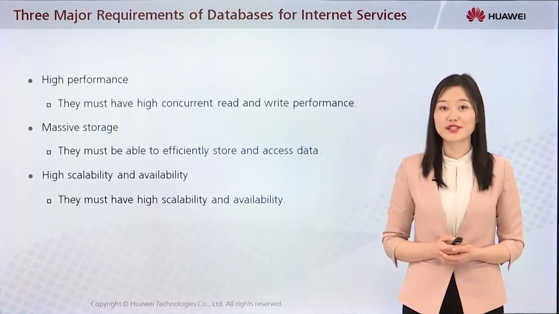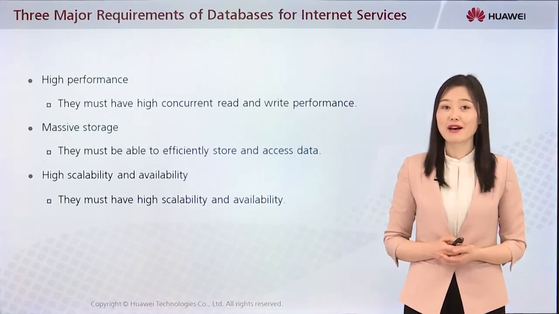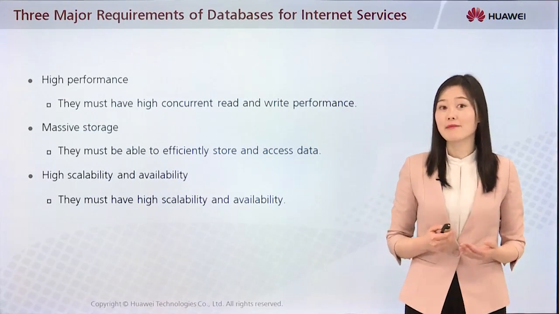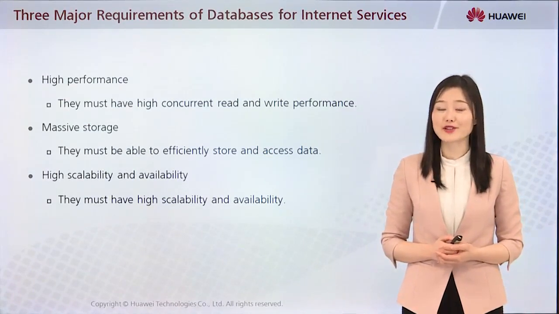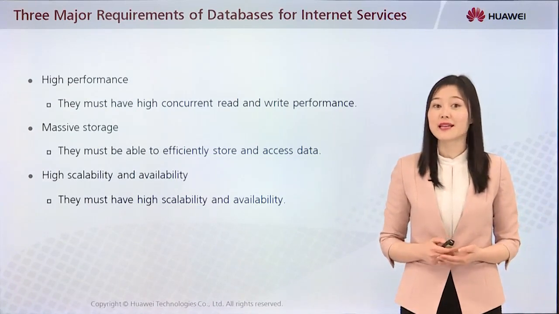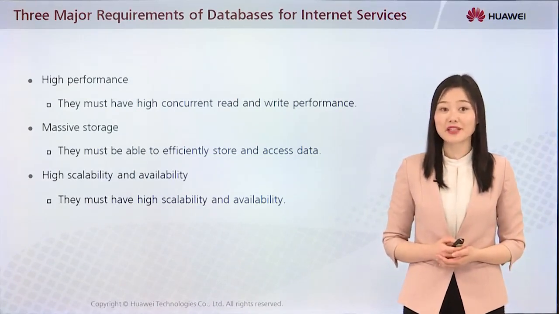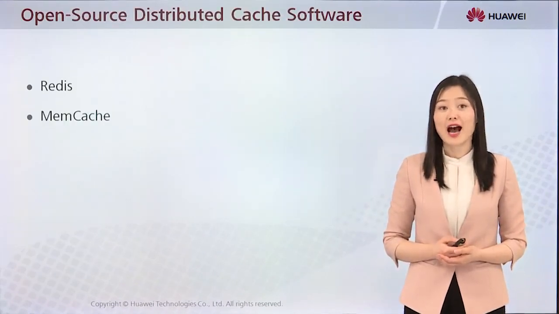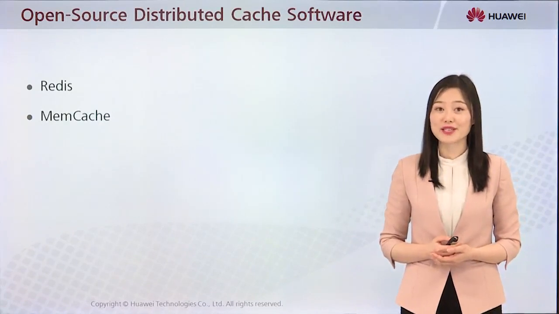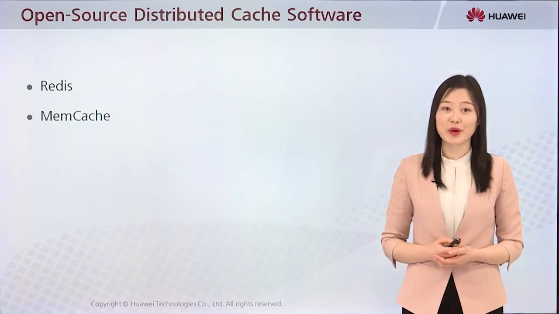Databases for Internet services have three major requirements. They must have a high concurrent read and write performance. They must be able to efficiently store and access large volumes of data. They must have high scalability and availability. Among open source software, Redis and MemCache are two most popular choices for distributed cache software.